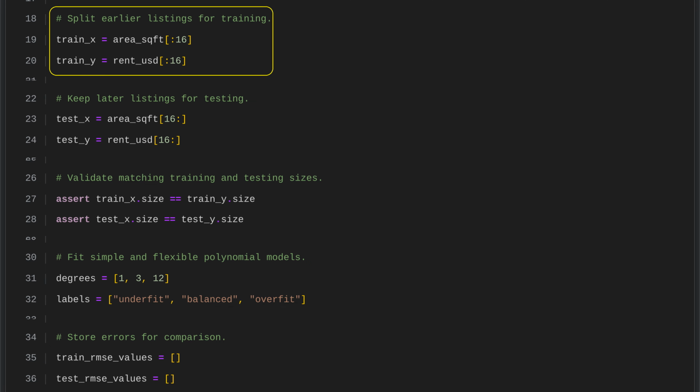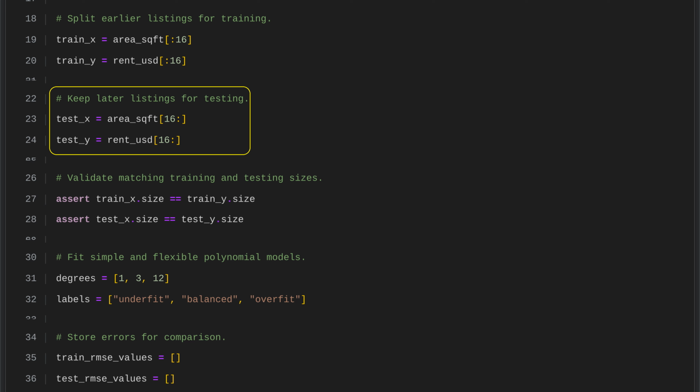We use the first 16 area values as training inputs, representing listing square footage, and the first 16 rent values as training outputs, representing rental prices. This gives the model a subset of the data to learn from, while leaving other data available for later testing.